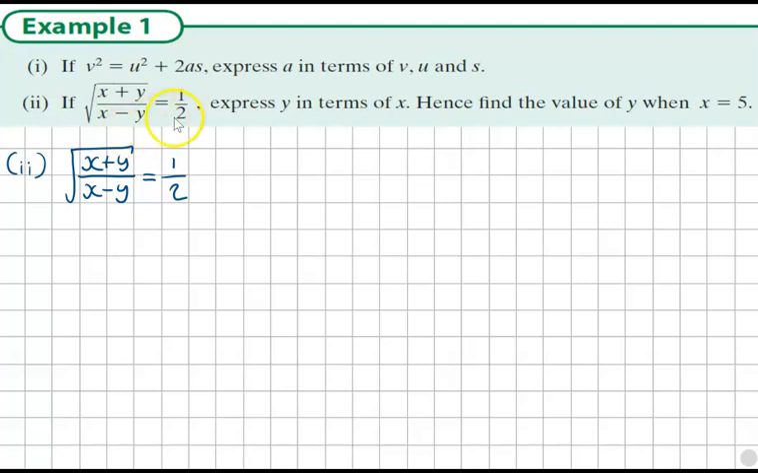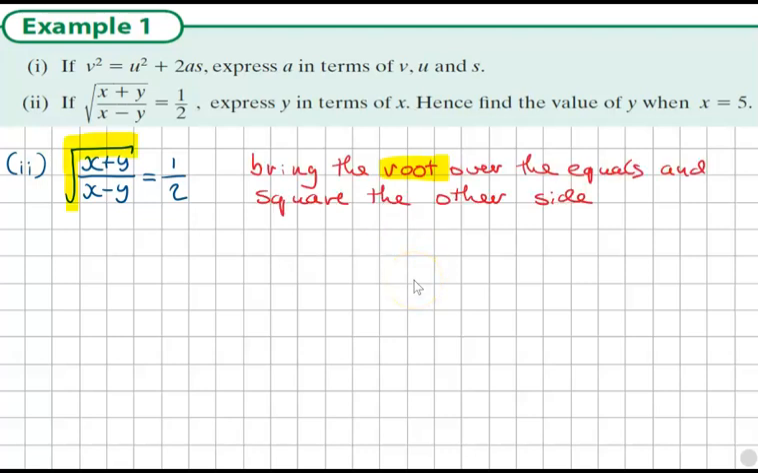Part 2. So we want to express y in terms of x. So we want to make y the subject. So we're going to start off by getting rid of this square root because we need to try and break apart the y's, get them out of the fraction. So the first thing we need to get rid of is the root. So we bring the root over the equals and we square the other side. Another way to think of this is that you square both sides and you balance the equation that way.